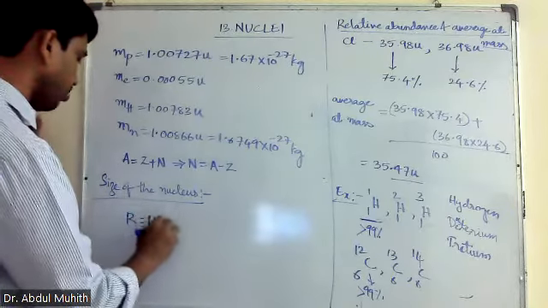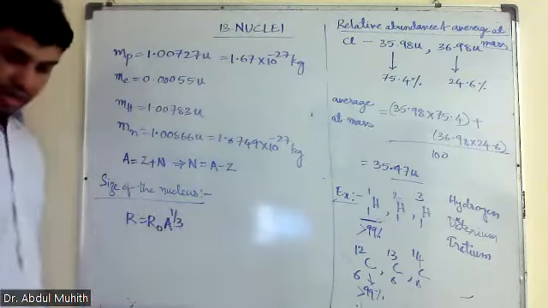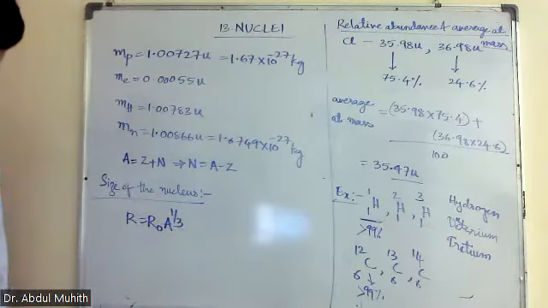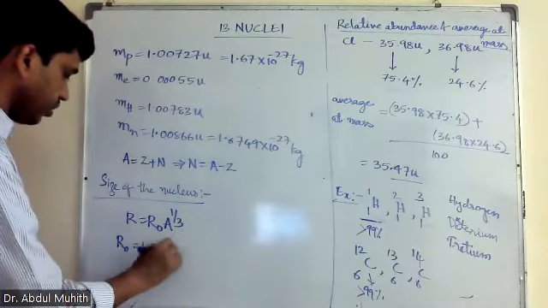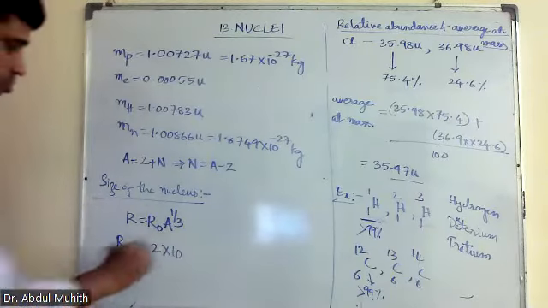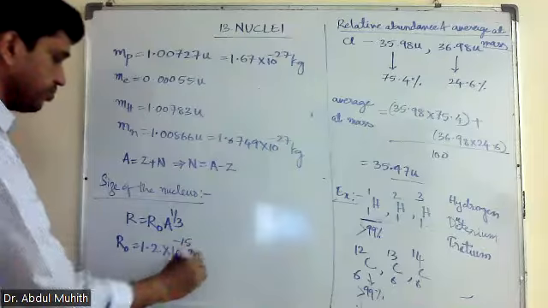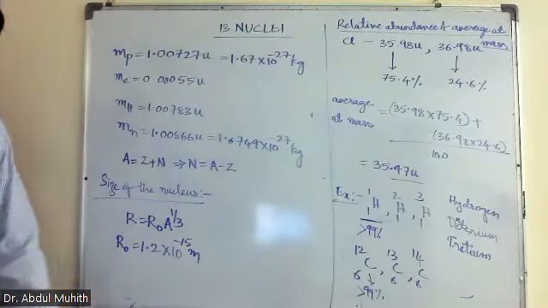R naught into A to the power of 1 by 3. Okay, R equal to what? R naught into A to the power of 1 by 3. What is R naught? R naught value is 1.2 into 10 to the power of minus 15 meters. That's the value of R naught.